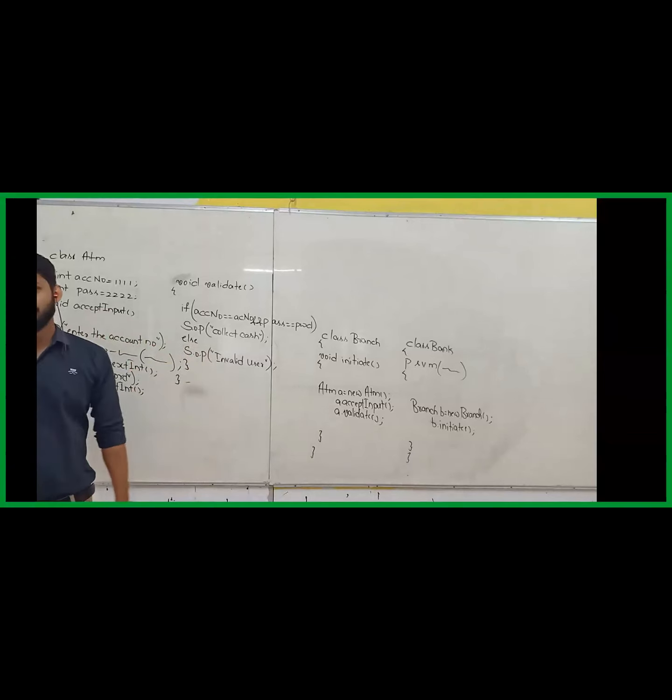Now, question is, an exception occurred here. Using if and else, you displayed the respective message. If he is a wrong user, you will display invalid user. Can you pass that information to the branch? Using if and else, can you pass that information to the branch?